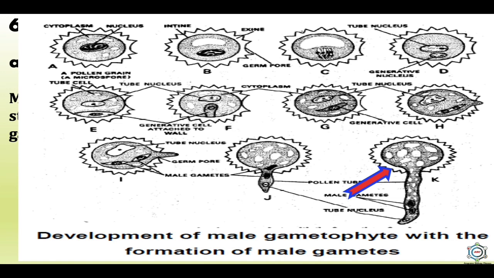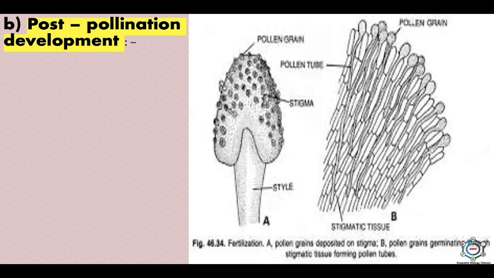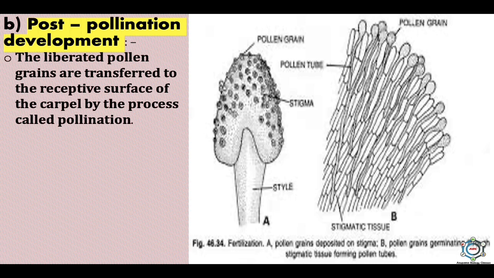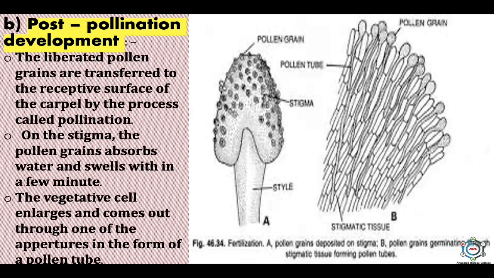Now, the second, that is the post-pollination development. In this picture, you can see the post-pollination development on the stigma. The liberated pollen grains are transferred to the receptive surface of the carpel by the process called pollination. On the stigma, the pollen grains absorb water and swell within a few minutes. Here, the vegetative cell enlarges and comes out through one of the apertures in the form of a pollen tube. The pollen tube forms between the cells of the stigma and transmitting tissues of the style, and the tube secretes exogenous pectinases and other hydrolytic enzymes to create a passage for its entry.